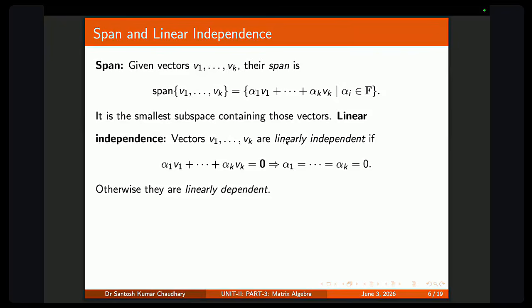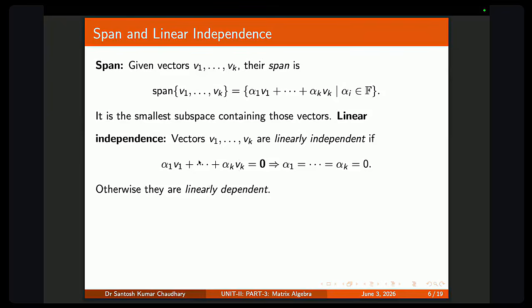So vectors are linearly independent if and only if alpha 1 v1 plus alpha 2 v2 and so on, alpha k vk is 0 implies alpha 1 is equal to alpha 2 is equal to alpha 3 and up to alpha k is 0. Means when you put the linear combination equal to 0, all alpha i's have to be 0. There is no alpha i that will be non-zero. If any one alpha comes to be non-zero, or there is a possibility of being non-zero, then they will be dependent vectors. Otherwise, they are linearly dependent vectors.